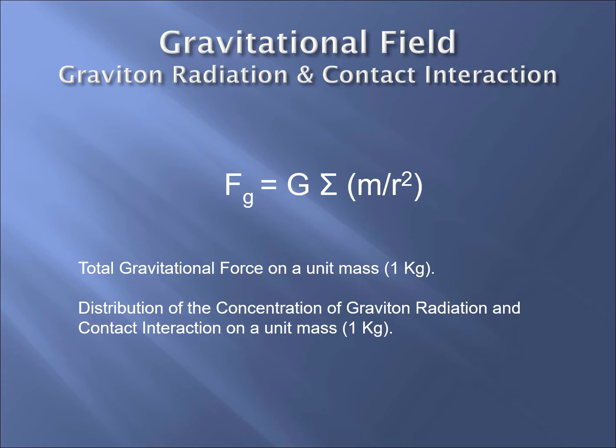The gravitational field is defined as the total gravitational force applied on a unit mass, 1 kilogram, in the space, which can be represented as Fg equals G times summation of m over r squared. Since the concentration of the particle radiation from an object is also proportional to m over r squared, therefore gravitational field can also be considered as a distribution of the concentration of graviton radiation and contact interaction on a unit mass, 1 kilogram.